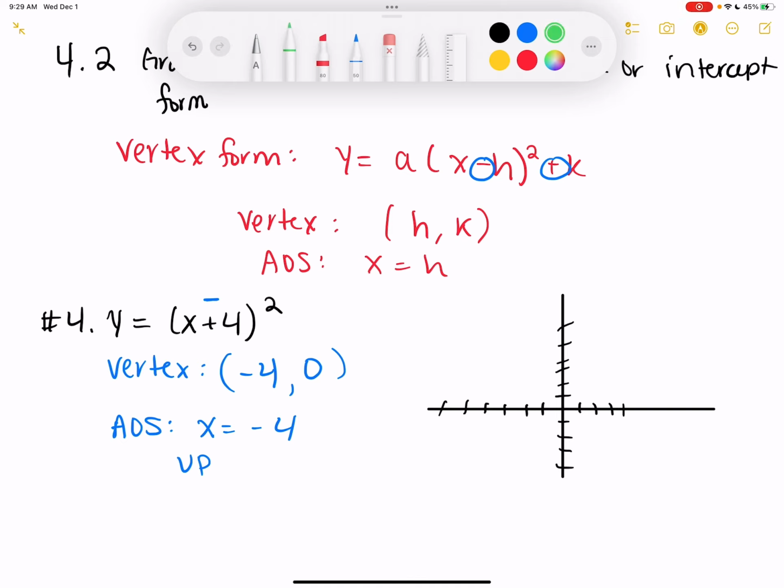Is h always going to be negative? In the formula, it has to be. So had this been x minus 4, then this would have been 4, 0. But if it's not like this, then it's going to be negative. And the same thing would happen if there had been a k over here with a negative sign, we would have to flip it because it has to be like this. All right, so my axis of symmetry is at x equals negative 4. Vertex at negative 4, 0.